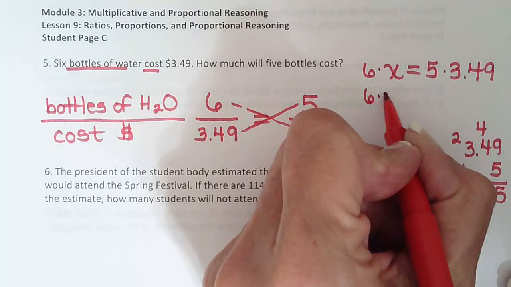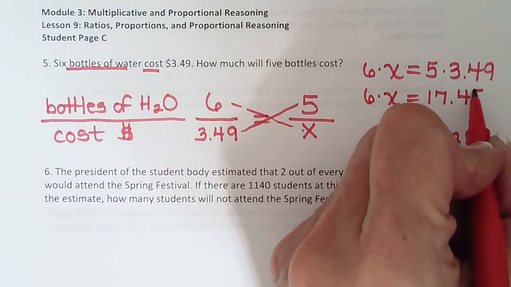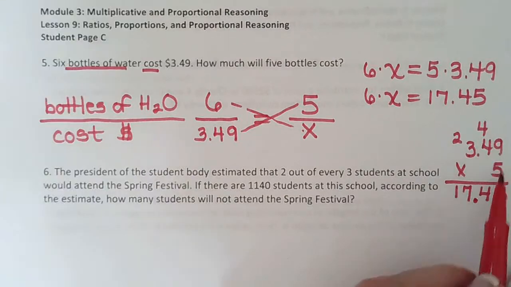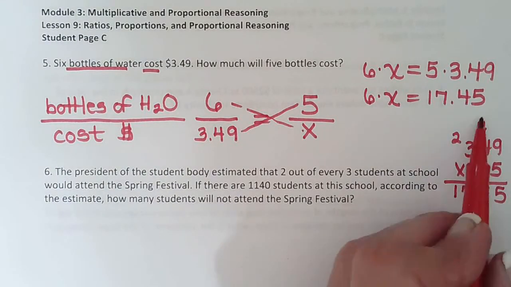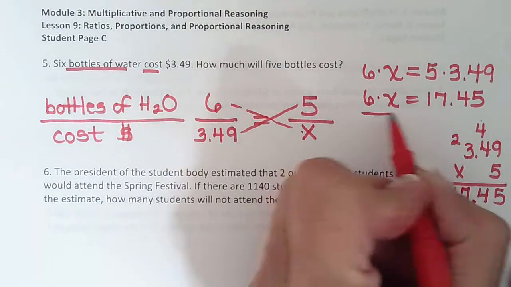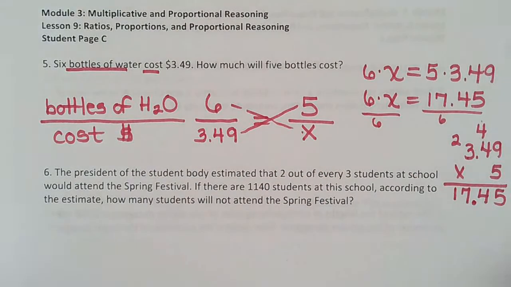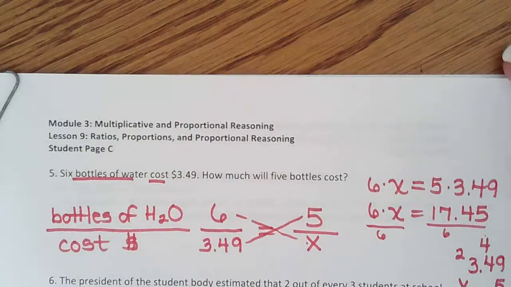So 6 times X equals $17.45. Let's just verify here. 45, carry your 4, 20, 24, carry your 2, 15, 6, 17. Yep. Then we do the opposite and divide each by 6. So more math here. So 6 into 17.45.